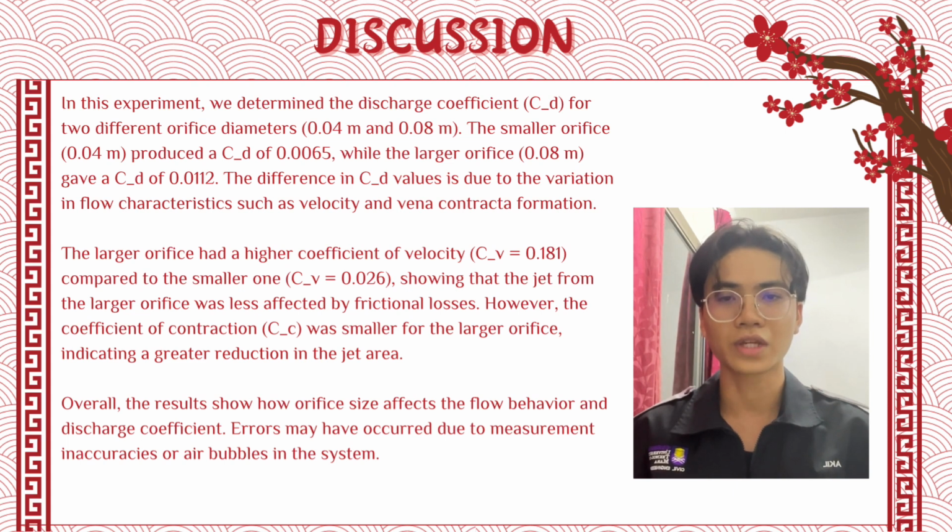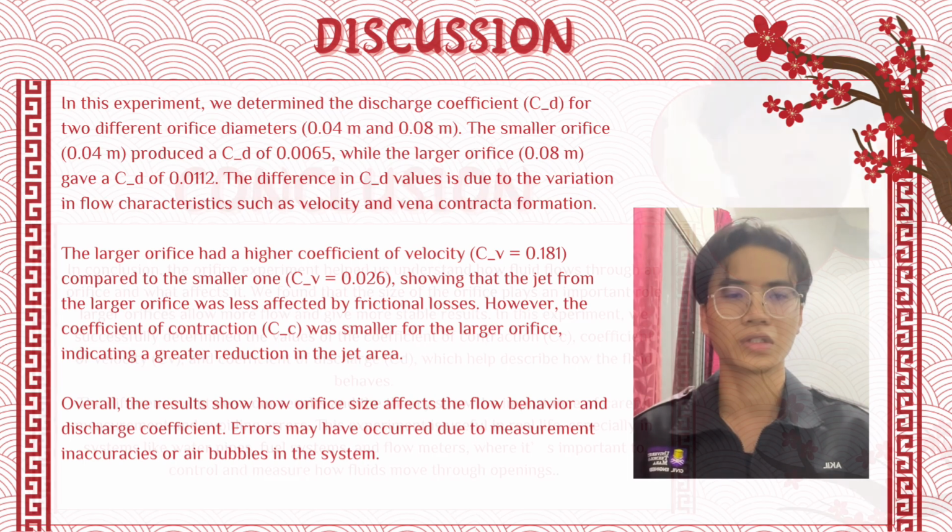The larger orifice had a higher coefficient of velocity, which shows that the jet experienced less energy loss due to friction. However, its coefficient of contraction was smaller compared to the smaller orifice, meaning the jet area at the vena contracta reduced more significantly. These factors together affect the overall discharge coefficient. Besides, some experimental errors like slight inaccuracies in measuring the flow rate or water level, or even air bubbles in the system could have influenced the results. Overall, this experiment shows how the orifice size plays an important role in determining flow characteristics and efficiency.